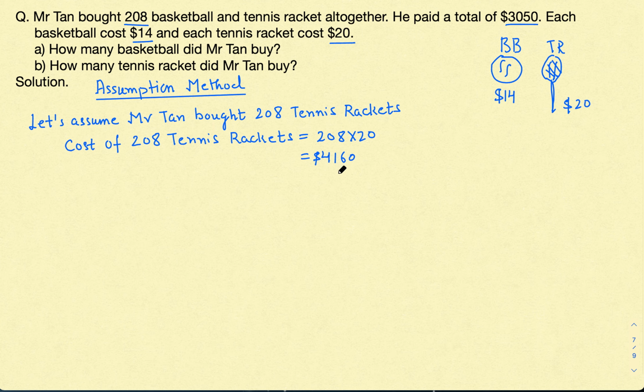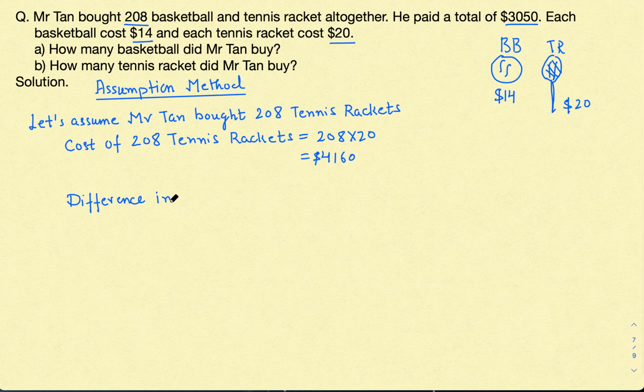Okay, that means if he would have bought all those sports items as tennis rackets, he would have paid $4,160. But in reality he had paid only $3,050. Why? Obviously because we have assumed that all the items were tennis rackets, and the cost of one tennis racket is more than the cost of one basketball, right? So obviously it will cost him more. Now let's find out the difference between what he would have paid if all were tennis rackets and what he actually paid.